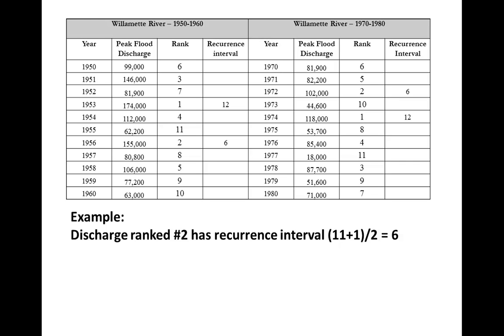Again, 11 is n, 2 is the rank, so 11 plus 1 divided by 2 gives us 6 years. The second largest flood has a recurrence interval of 6 years, with n, number of years of data, equaling 11. The discharge that's ranked number 3 has a recurrence interval of 4 years in each data set, again because the number of years of data is 11 in both cases. And so on.